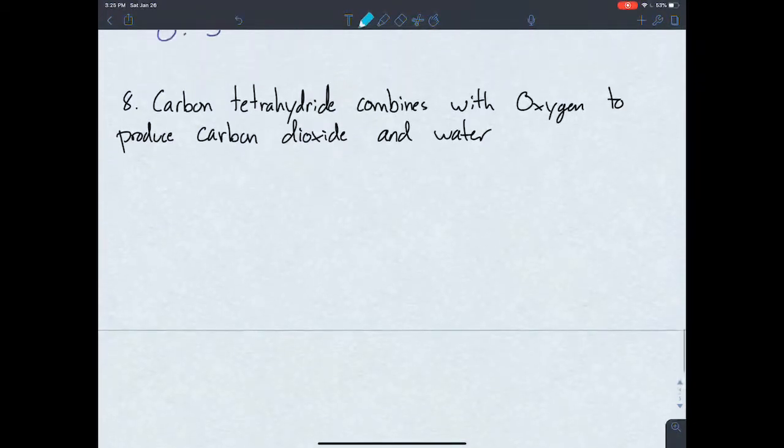All right, last one. So I have carbon tetrahydride. I need to know my covalent naming system to be able to identify that. Combines with, hopefully you caught that was wrong, combines with oxygen to produce carbon dioxide and water.